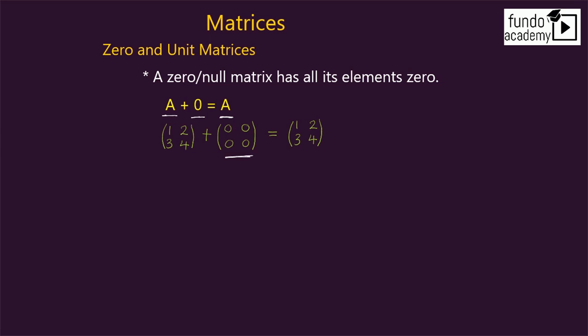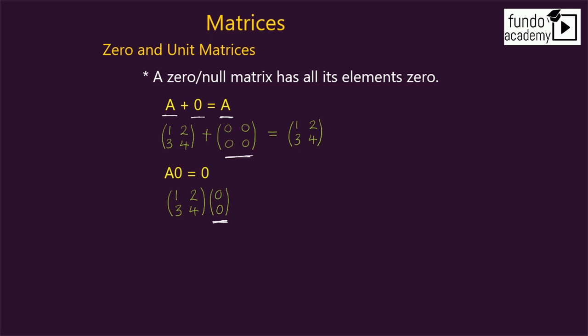Another important thing is if you multiply a matrix by a null matrix or a zero matrix, you are going to get a zero matrix. Alright, so remember we talked about multiplication. Let's say you have your 2 by 2 matrix 1 2 3 4 multiplying the null matrix, which is a 2 by 1 matrix 0 0.